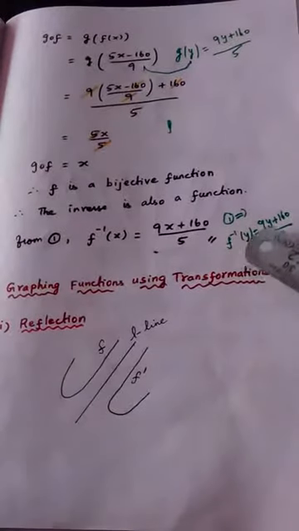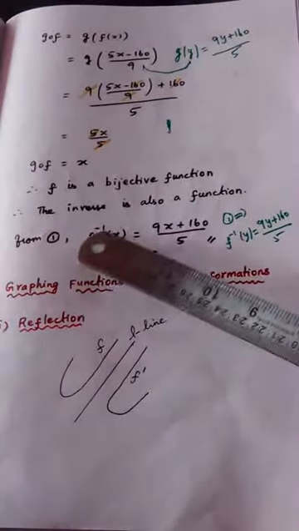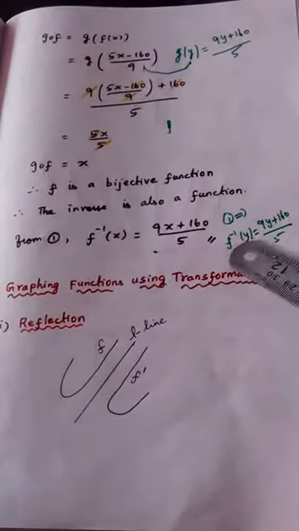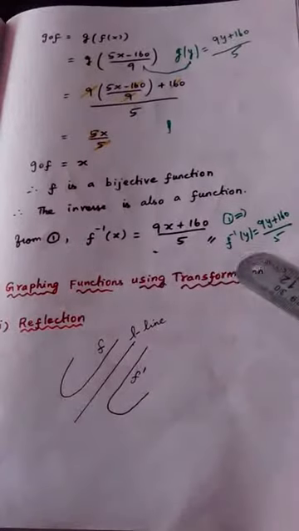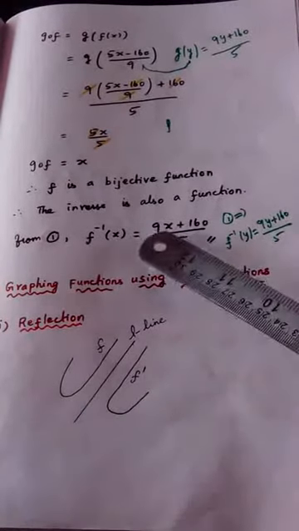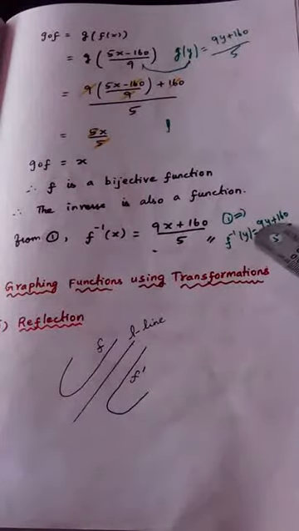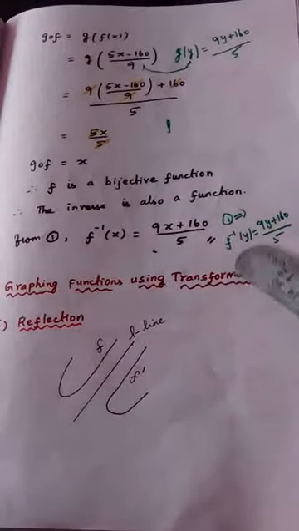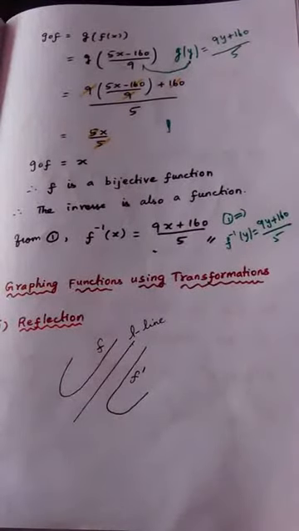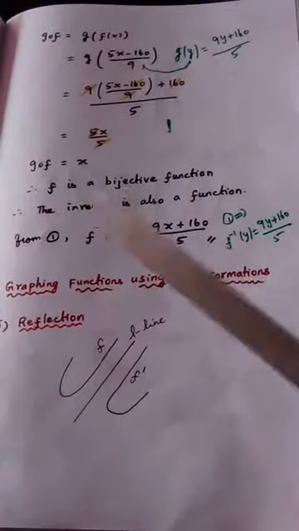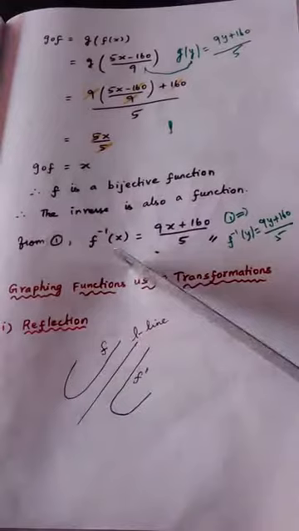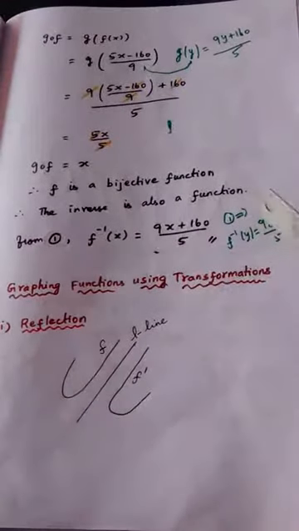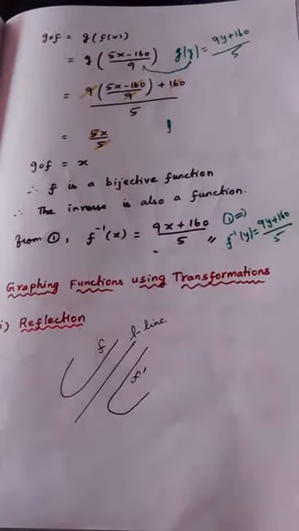From this equation, we write the value for f inverse of x. What I have to do? In place of y, just put x. So f inverse of x is equal to, here also in place of y you put x, (9x plus 160) whole divided by 5. So at last we proved that the inverse is also a function, and f inverse of x, the inverse value, is this. This we got from equation 1. I hope you understand this.